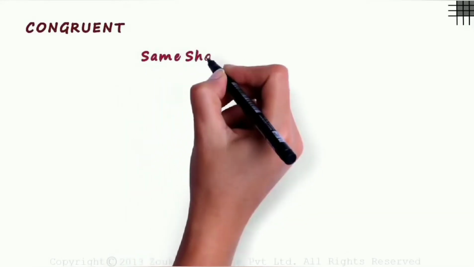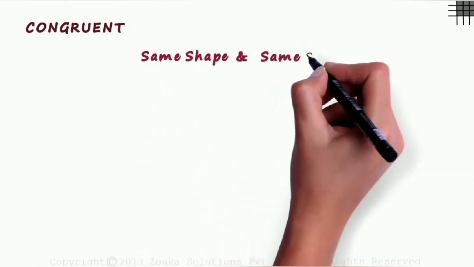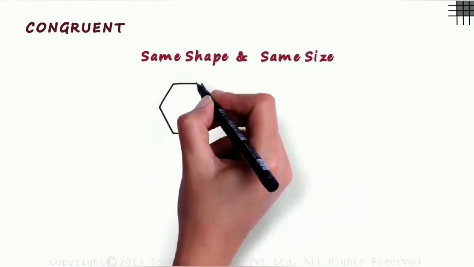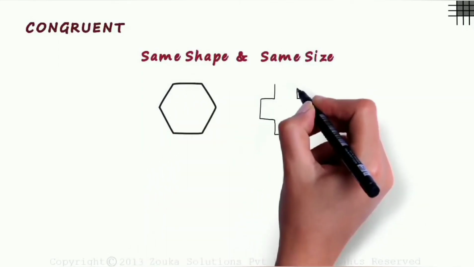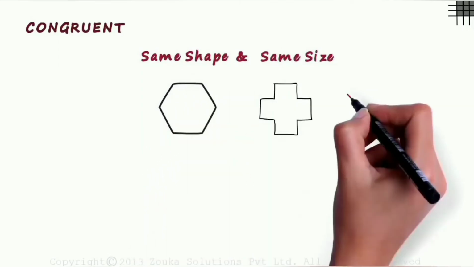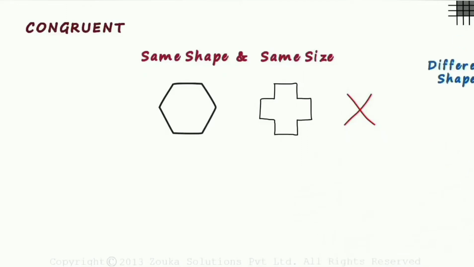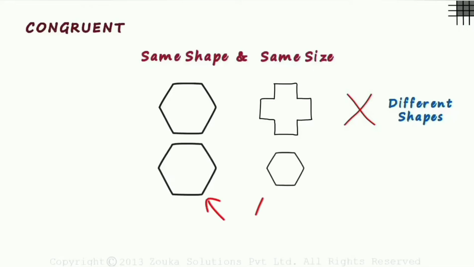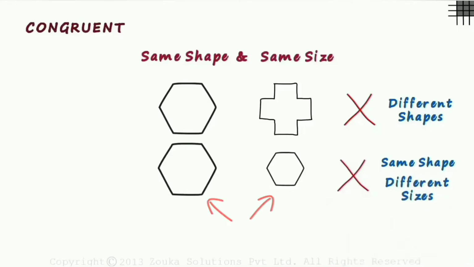When are two figures congruent? It's simple. They should have the same shape as well as the same size. Say we have a shape like this and another one like this. We can easily say that they are not congruent as they're completely different shapes. Now look at this shape and this one. We can see that their shape is the same. But wait, their sizes are different, which is why these two figures are also not congruent.